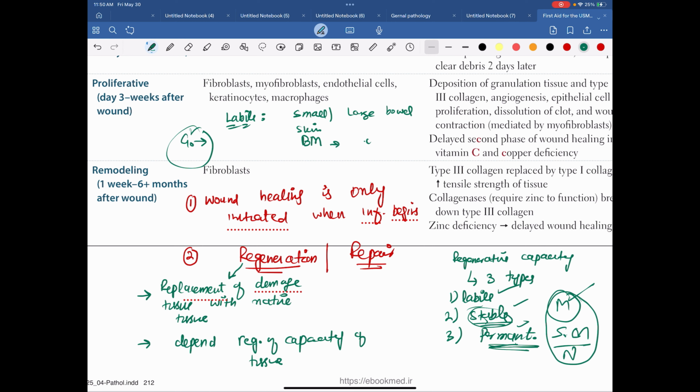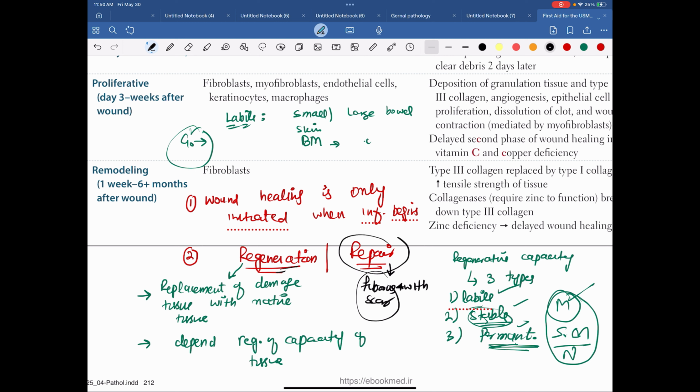Then let's discuss repair. So what is repair? Basically you have to remember, when you replace the damaged tissue with fibrous scar, it is called repair. In regeneration you are not going to replace it with scar, you are going to replace it with healthy tissue, that is called regeneration.